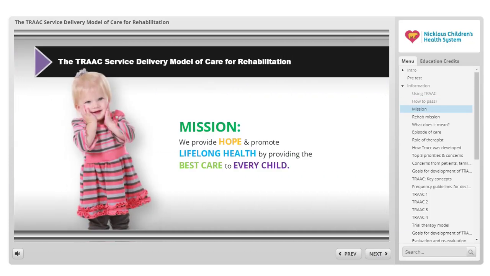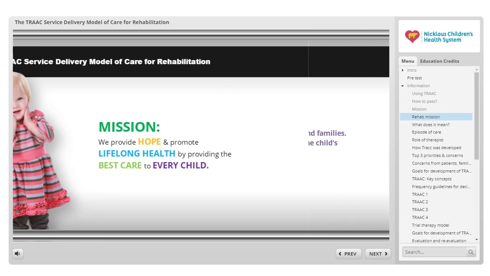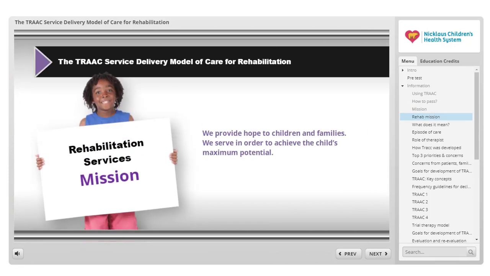Our mission at Nicholas Children's Health System is to provide hope and promote lifelong health by providing the best care to every child. Our mission for the rehabilitation services is we provide hope to children and families. We serve in order to achieve the child's maximum potential.